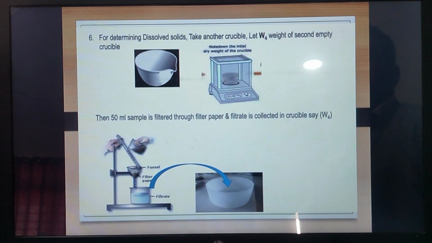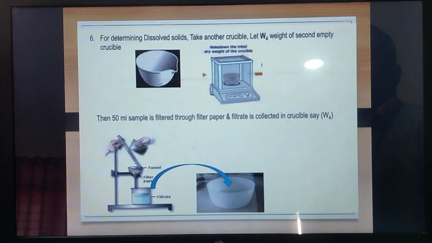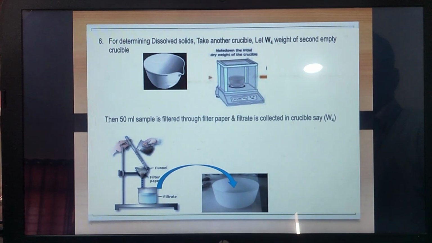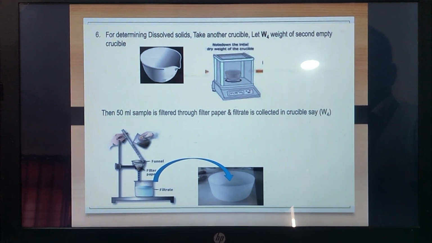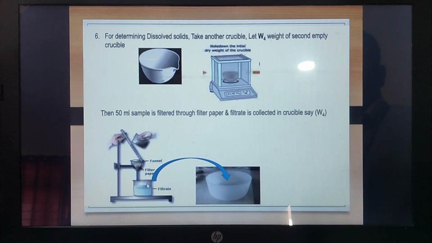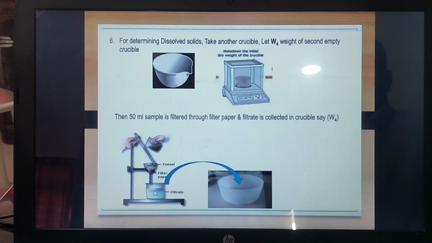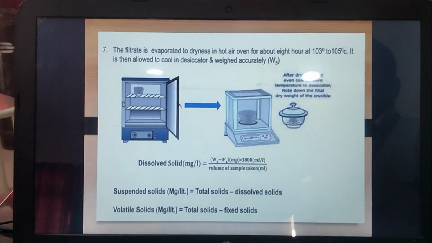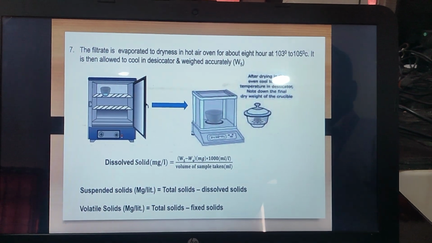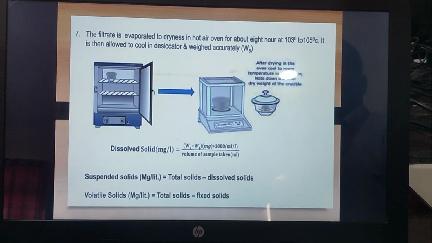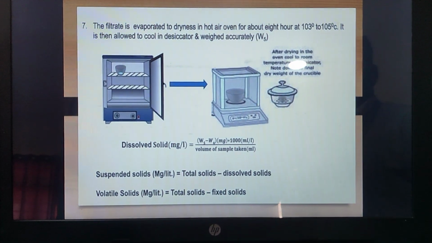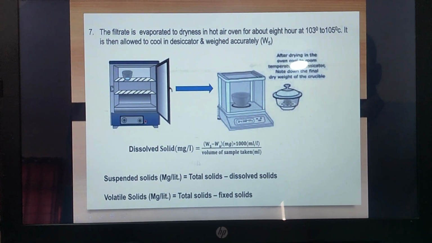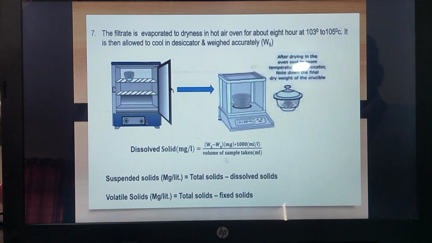To determine the dissolved solids, take another, new crucible and note its empty weight, that is W4. Take 50 ml of water, filter it through filter paper, and transfer the filtrate into the crucible. Again keep the sample in the oven and dry it at 103 to 105 degrees centigrade, follow the same procedure, and allow it to cool. Dissolved solids are identified by W5 minus W4.